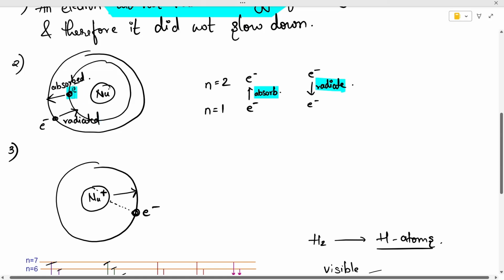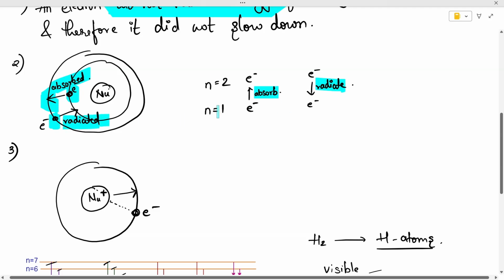If an electron wants to move from a lower orbit to a higher orbit, okay, here you can see this is the electron, it wants to go from this orbit to a higher orbit, then it should absorb energy. When an electron wants to move from a higher orbit to a lower orbit, then it should radiate energy.